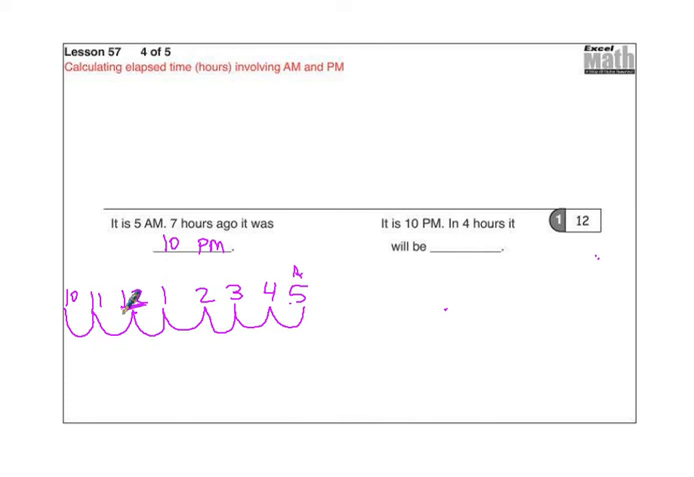It is 10 p.m. In 4 hours it will be. So you put a 10, 1, 2, 3, 4. And that's 11, 12, 1, and 2. So the answer is 2 a.m. The labels count on these. And then you should write 10 plus 2 here is equal to 12.